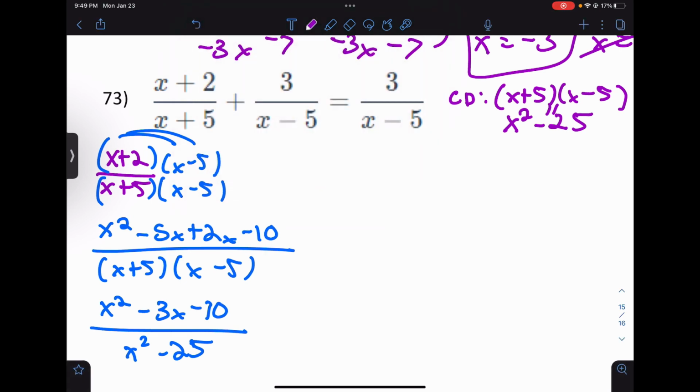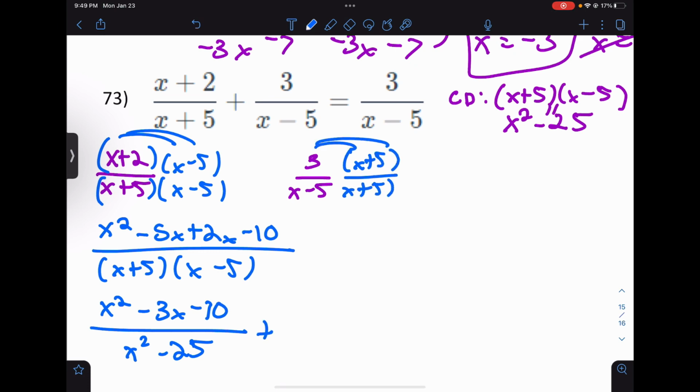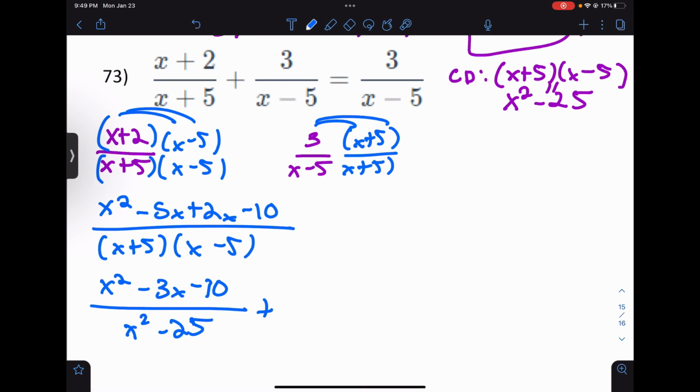All right. So now we can go ahead and work on the next term here. So we've got 3 over x minus 5. So this guy is missing the x plus 5. So I'm going to multiply him by x plus 5 all over x plus 5. Now this guy's easier because he's only got one term in the first fraction, so we just have to distribute. And we get 3x plus 15 all over our common denominator of x squared minus 25.